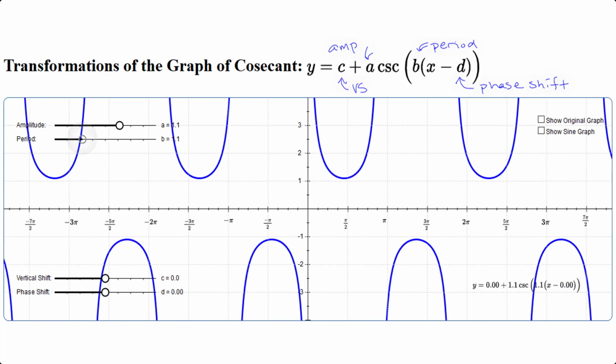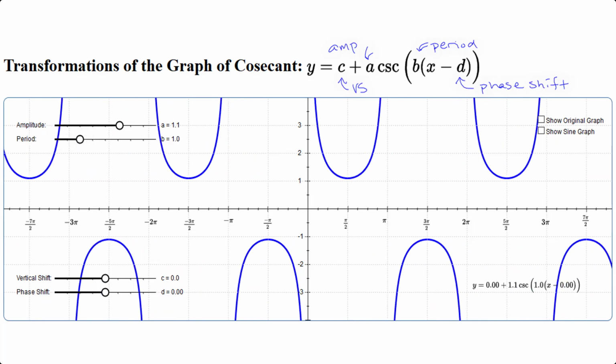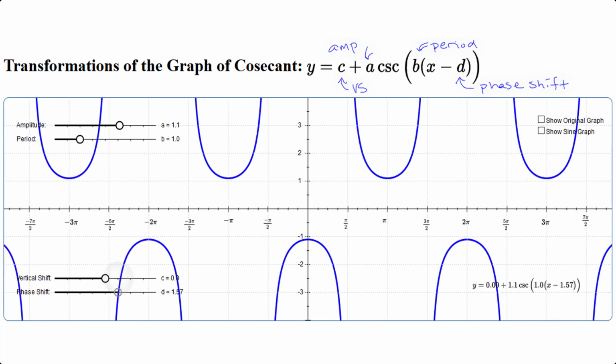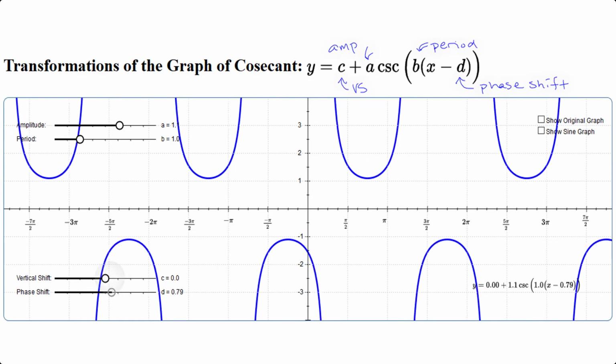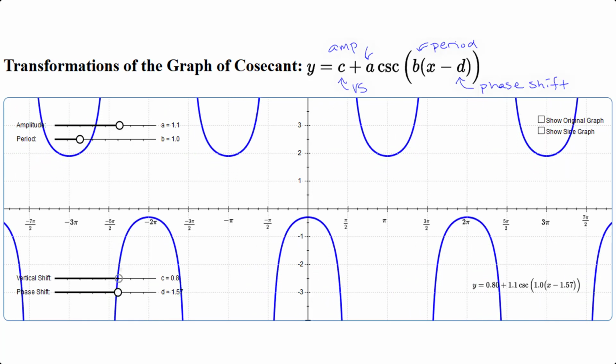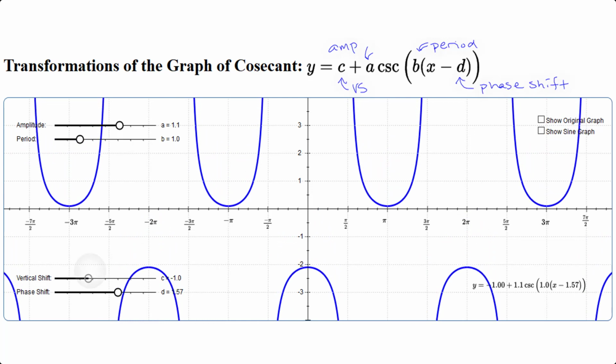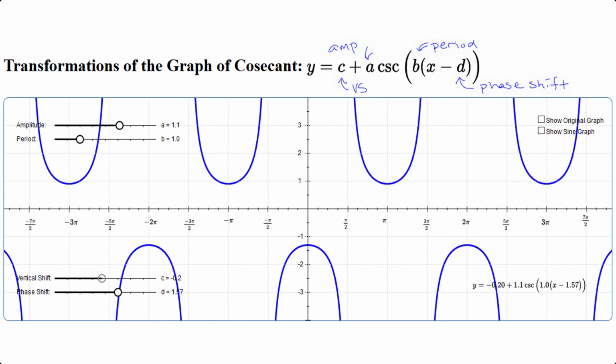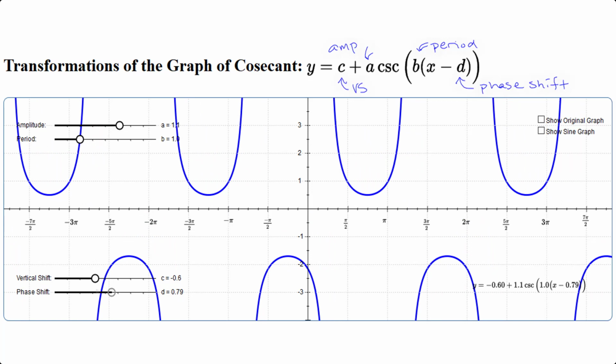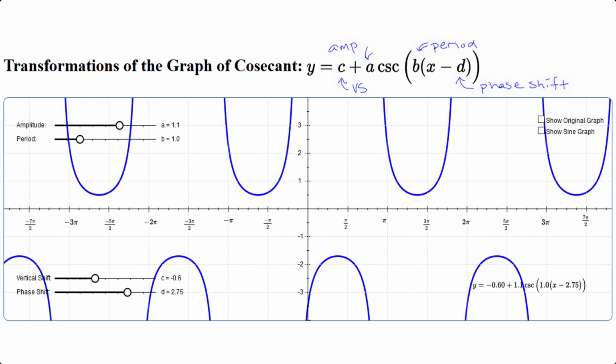Bring that back to 1. A vertical shift does exactly as you would expect it to. It just moves the graph up and down, and the phase shift just moves your graph left and right. Now, let me get back to where I began here.